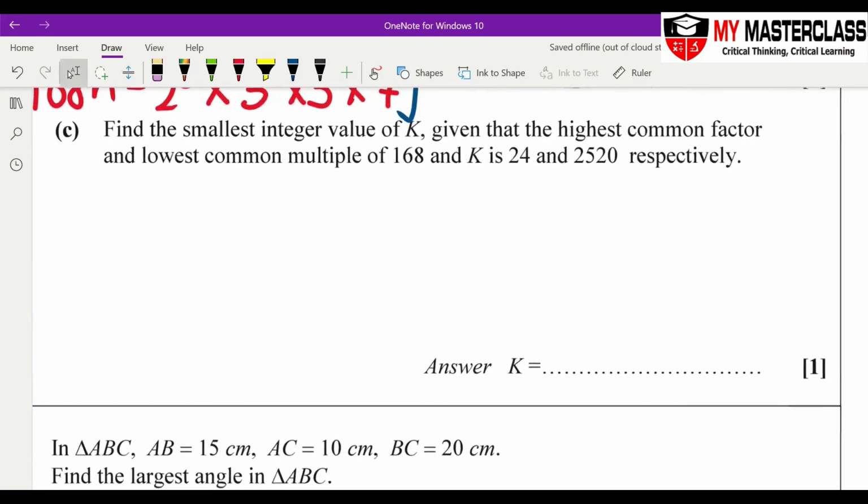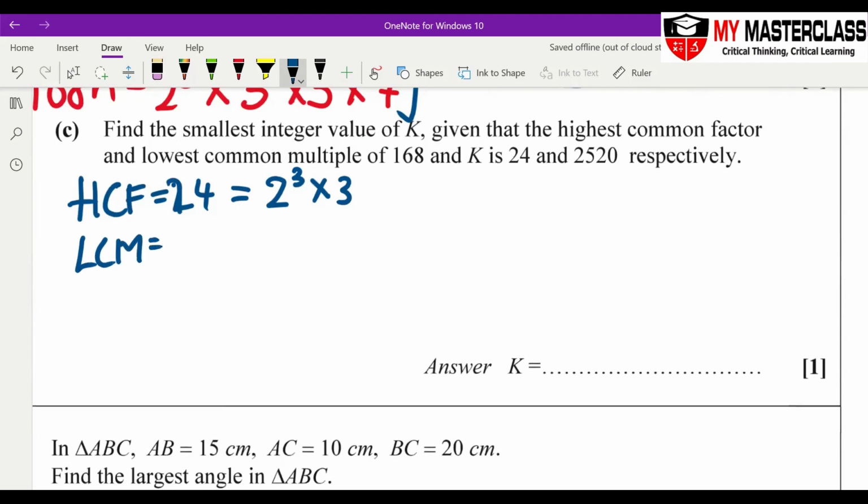The smallest k, given that the HCF and LCM of 168 and k are 24 and 2520. So the HCF is 24. 24 is 2 to the power of 3 times 3. I just write it down. And then the LCM is equal to 2520, which is equal to 2 to the power of 3 times 3 squared times 5 times 7, if I'm not wrong. Let me see.